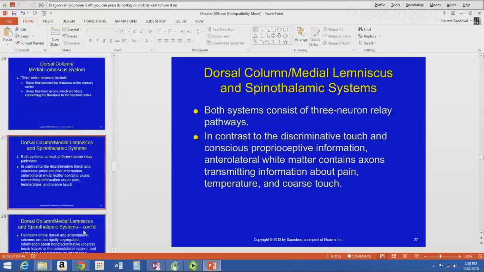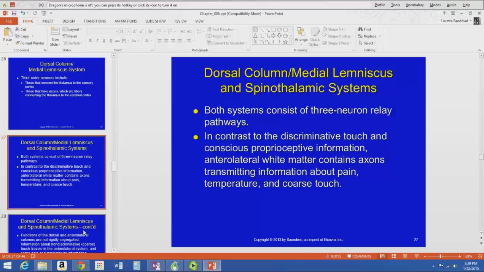There's another tract that's called the spinothalamic tract. It's in the anterolateral white matter. If you watch that spinal cord anatomy video, it describes really well where it is.